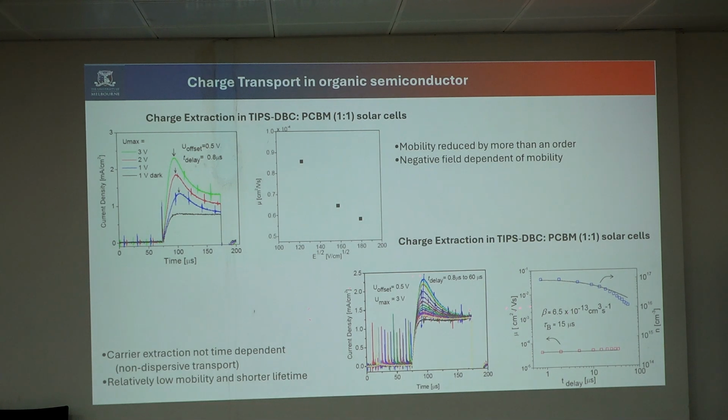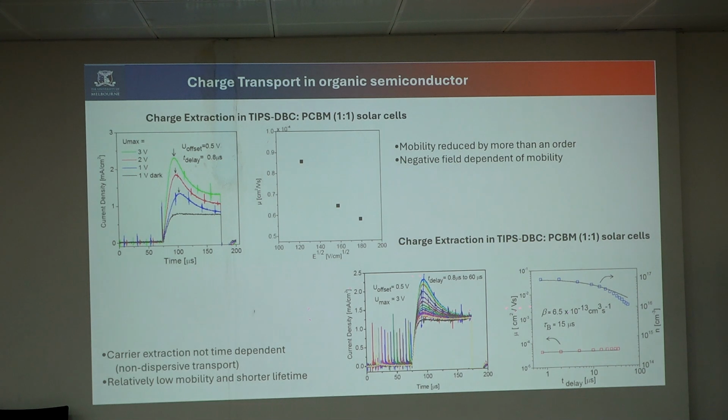Suppose we apply the pulse here. When you apply the pulse, the photo charges get generated. You have to immediately start measuring. But if the time delay is more, the generated charges will relax. They will recombine in the active layer itself. Because if you apply the voltage very late, the charges can easily recombine and we can't extract them.